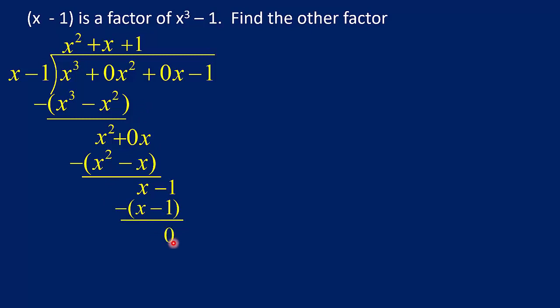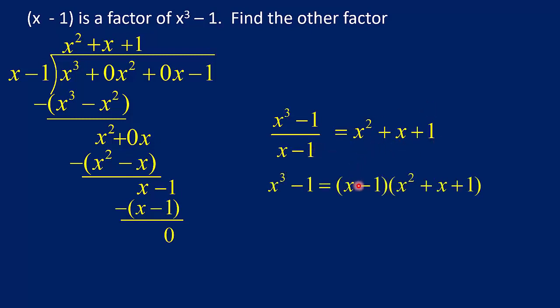So here's what we've got. X cubed minus 1 divided by x minus 1 is equal to x squared plus x plus 1. So it goes evenly. So we've found another factor. Now if I multiply through by x minus 1, I get this. X cubed minus 1 is equal to x minus 1 times x squared plus x plus 1. So we've discovered a way that we can factor x cubed minus 1.